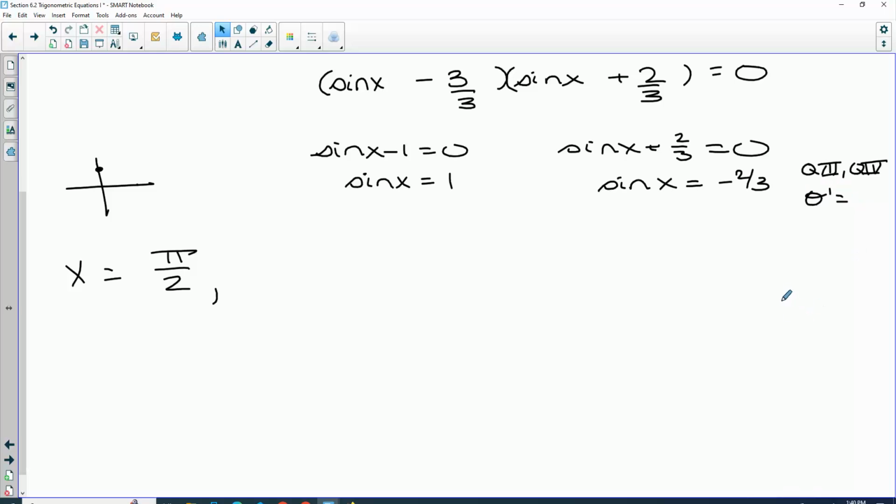Reference angle. Do we know when sine is 2/3? No. So we're going to use our calculators. Alright, so make sure you are in radian mode. And then we need to do sine inverse of the positive 2/3. I told you Friday, always put in the positive. I get 0.7297.